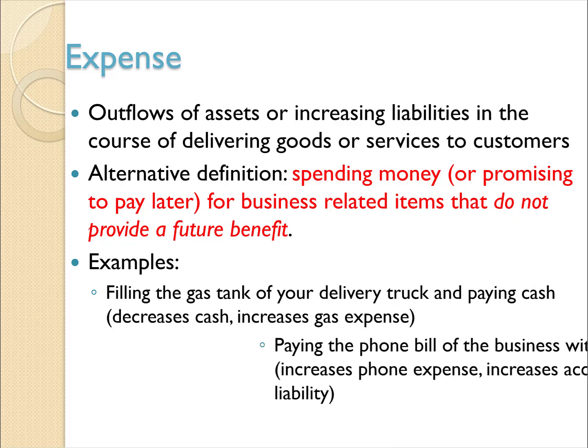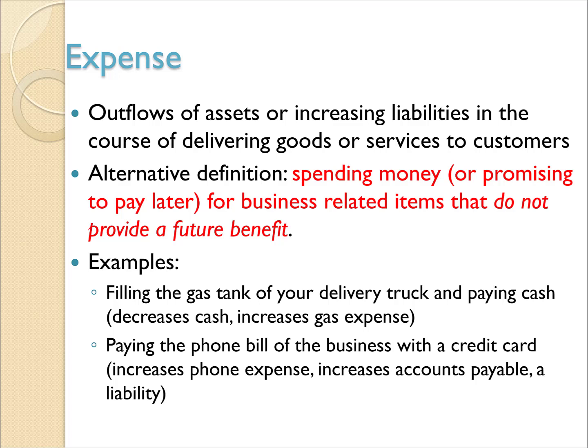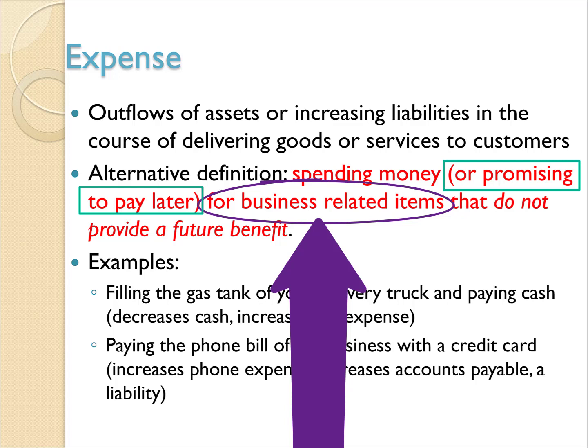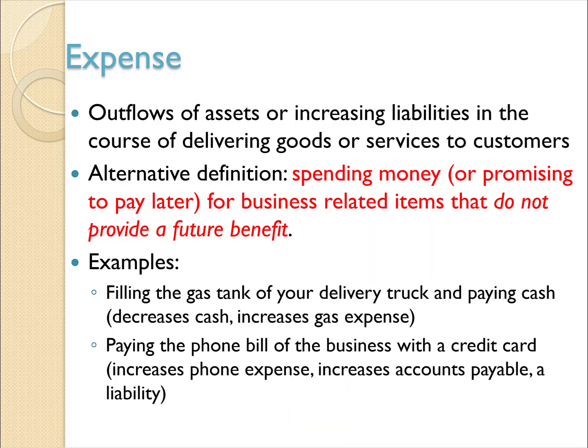So another example is you pay the phone bill of your business with a credit card. Notice in this case, you're technically not spending money, but you are promising to pay later. So remember, when you use a credit card, you're not spending money yet, but you're promising to pay that credit card at the end of the month. So we are promising to pay later, and because it's a phone bill of the business, it's business related. And that phone bill that you just paid, that's for the past. It does not have a future benefit. So other common examples of expenses are the salaries that you have to pay your employees and utilities and rent.